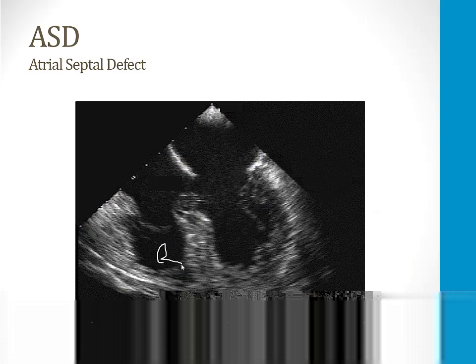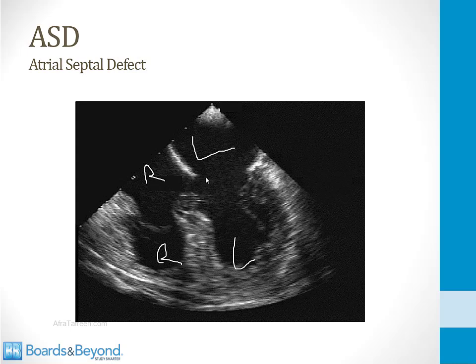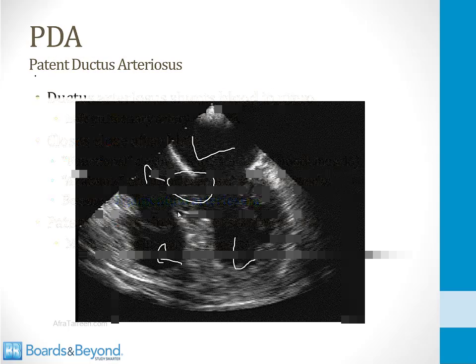And here's an echocardiogram image of a primum ASD. This is the right ventricle here and the left ventricle here. This is the right atrium here and the left atrium here. There's a hole between the right and left atria that is located low in the interatrial septum, close to the ventricles and AV valves. Now let's talk about a patent ductus arteriosus.